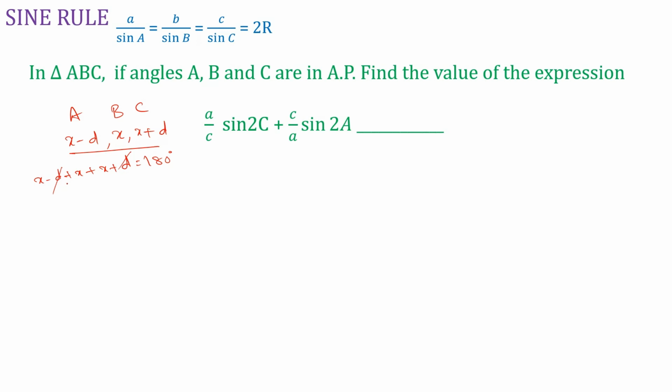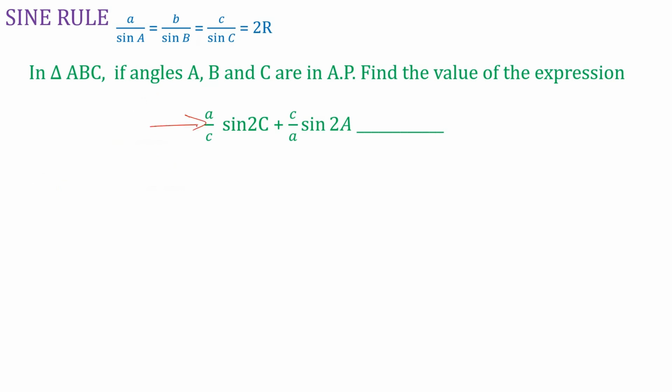So minus d and plus d will cancel off. That gives 3x is equal to 180 degrees, which implies x is equal to 180 upon 3, which is nothing but 60 degrees. But here x is nothing but B, that is the middle angle. So the point we have to remember is when the angles of a triangle are in AP, the middle angle would be 60 degrees. That concept we are going to use here.